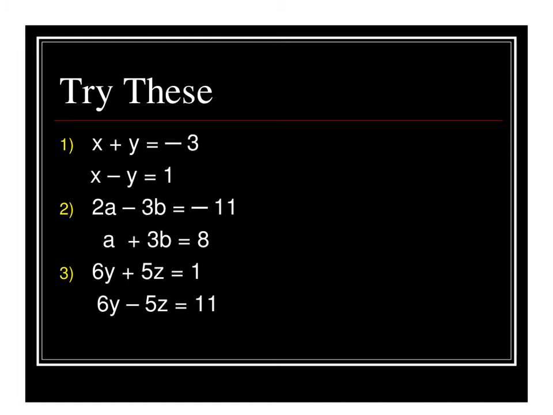Alright, so why don't you try all 3 of these problems yourself? All of these are solving a system by elimination. You'll notice I have a plus y and a minus y, so my y's are going to cancel out. A minus 3b and a plus 3b, so my 3b's are going to cancel out. And the same thing with my 5z's. They're going to cancel out. So you try, pause the video, solve all 3 of these, then start it back and check your answers.